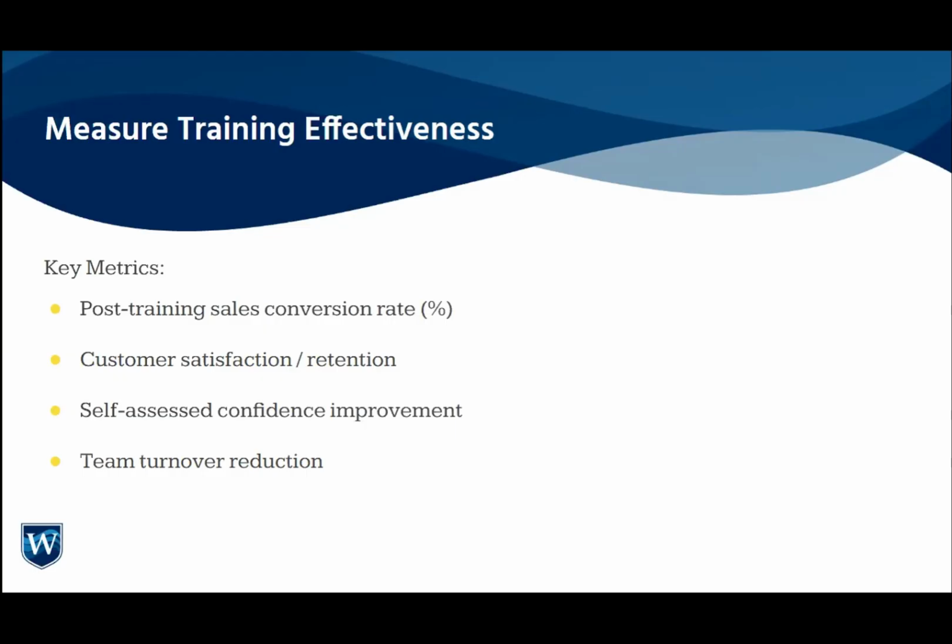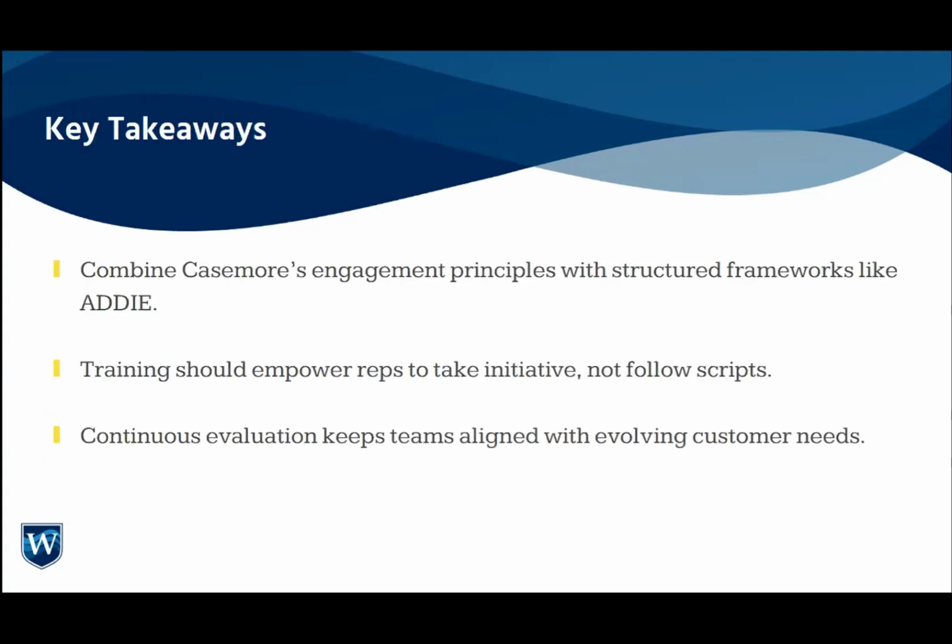Qualitatively, feedback from participants and managers helps determine whether new skills are being applied in real customer interactions. The goal is to create a feedback loop: evaluate, adjust, and improve, which is the E in ADDIE. This ensures the sales training remains aligned with real world performance needs. Next, I'll go to the key takeaways.